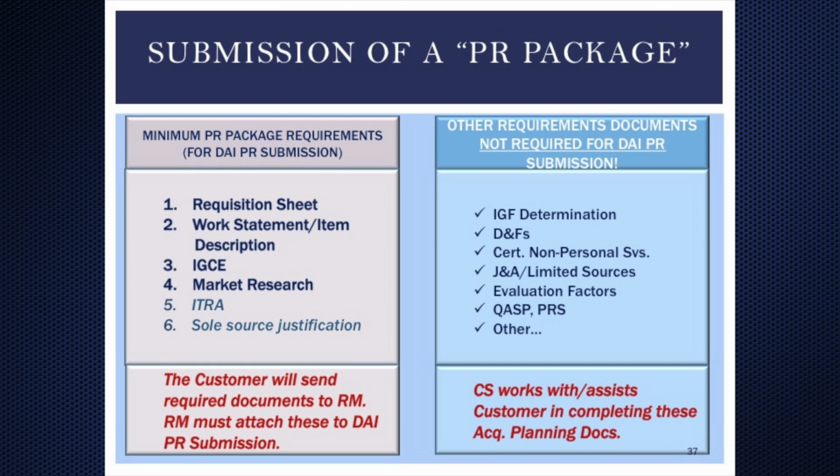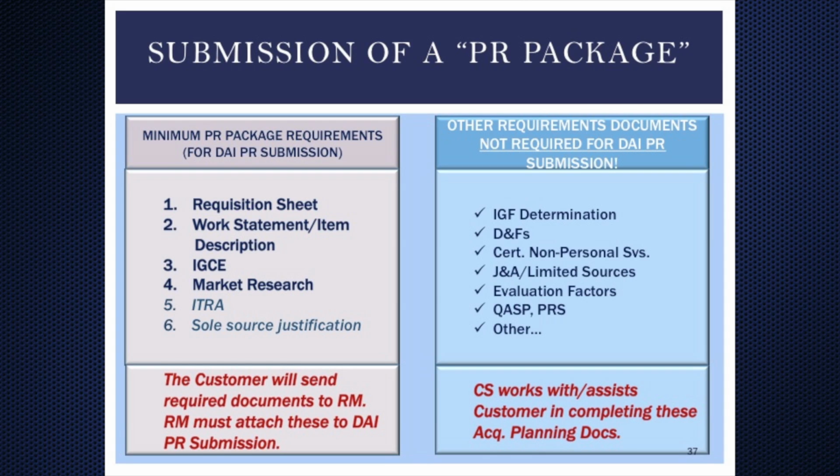Now notice on the right side, we will turn that justification into a formalized J&A or justification and approval or limited sources justification. So the contract specialist will help you on creating a document. But what we need from you at the minimum PR package stage is a justification. So we don't want you to take an old J&A and make it look really nice and pretty in terms of format, and make it look like you've covered all the bases and the actual document itself has no substance to it. We don't care about the way it looks. We care about the justification.